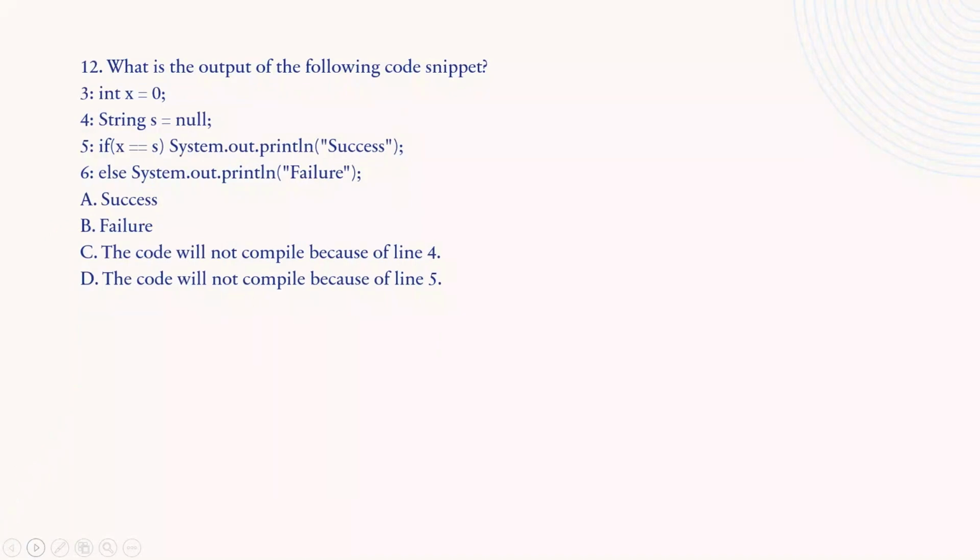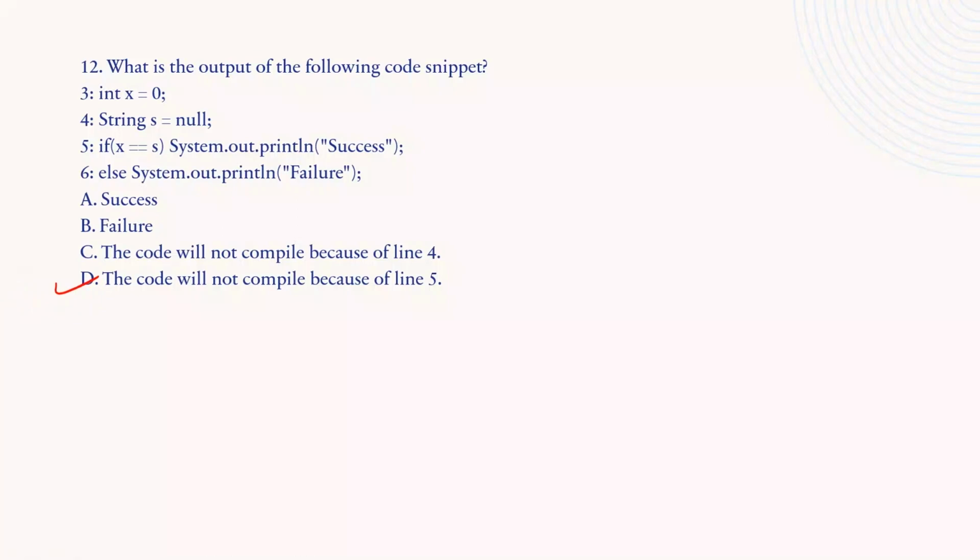This is actually a very simple question also. Let us try to figure out what the answer is. Try to do it on your own. The answer for this question is D: the code will not compile because of line number 5. Pretty simple to understand, right?